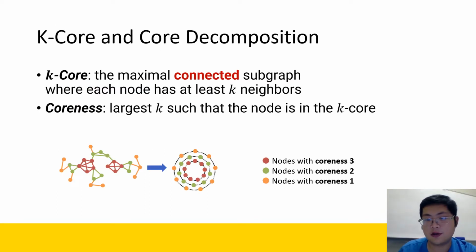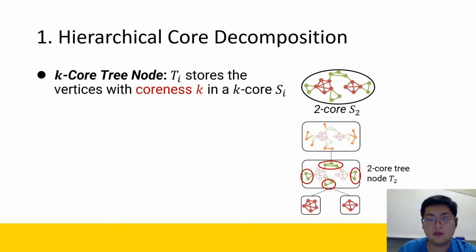A k-core is the maximum connected subgraph where each node has at least k neighbors, and coreness is the largest k such that the node is in the k-core. Using this property, we can divide the whole graph into three layers with coreness 3 to 1. Then for hierarchical core decomposition, a k-core tree node Ti stores the vertices with coreness k in a k-core Si. So here in this 2-core, we have green vertices with coreness 2, and we store them in the tree node.